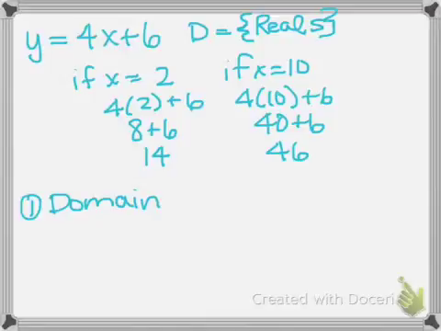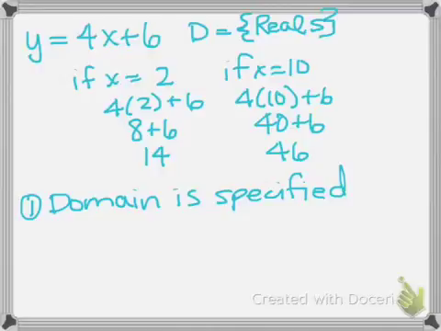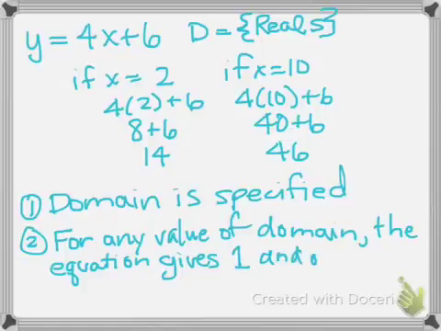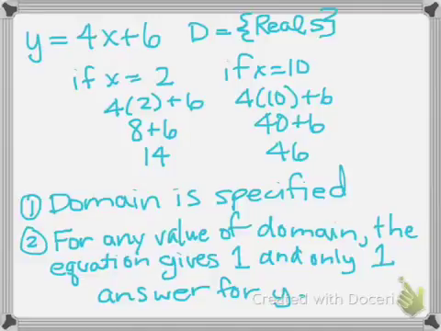So, first of all, the domain is specified. We know that the domain is the real numbers. And secondly, for any value of the domain, the equation gives one and only one output for every y. For one and only one output, that is y.